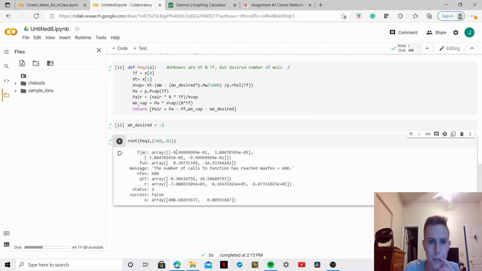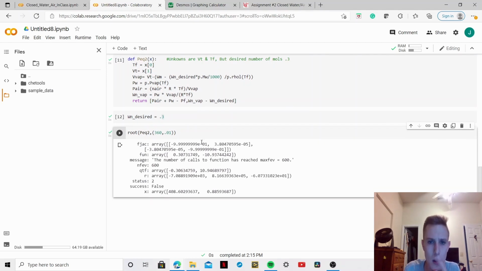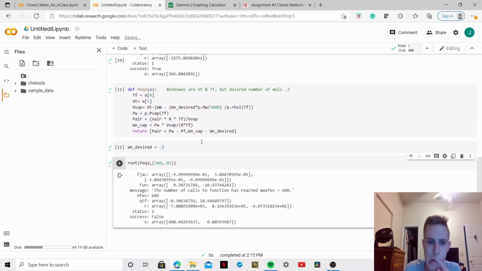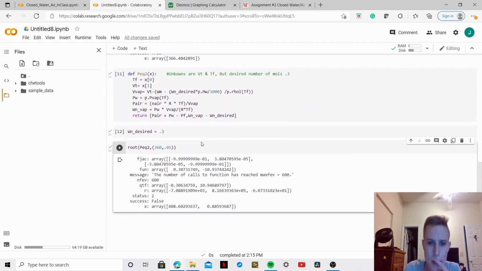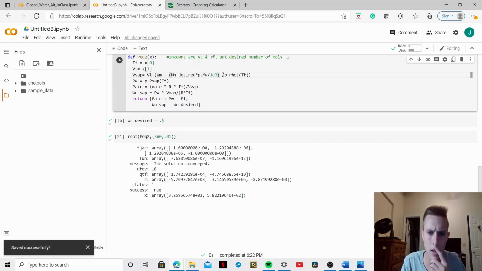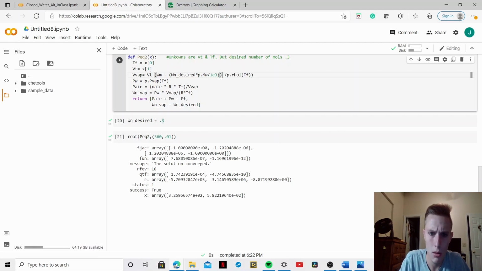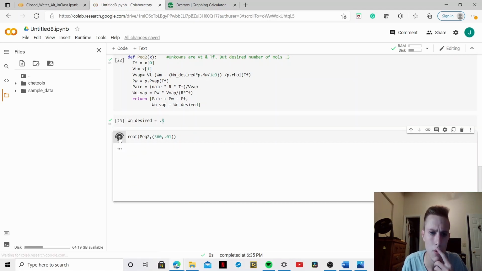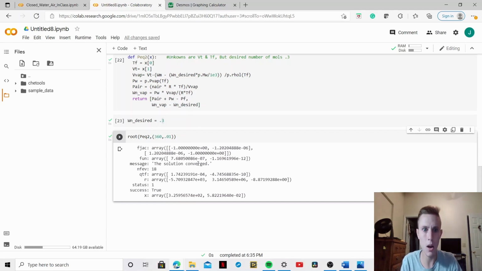Something went wrong here. Let's see. Okay, so I think I see the problem here. You can see where my parentheses are off. And parentheses can mean a lot of things. They can change a lot of the equation, and if they aren't in the right place, you're not going to get the right answers. So let's give it a run. And yeah, all right, sweet.